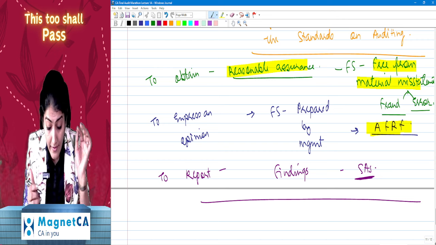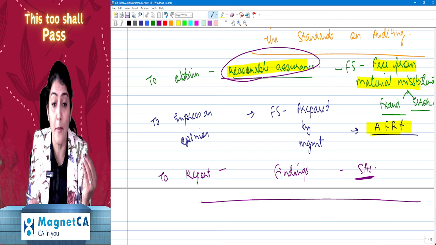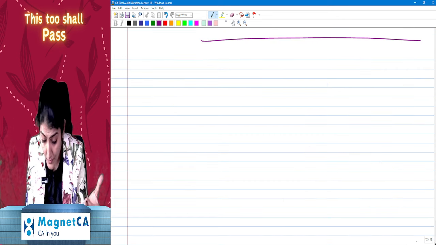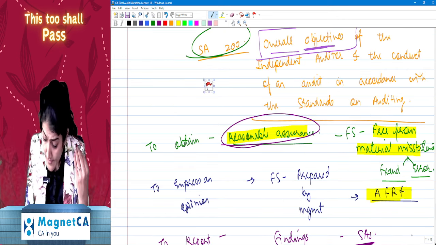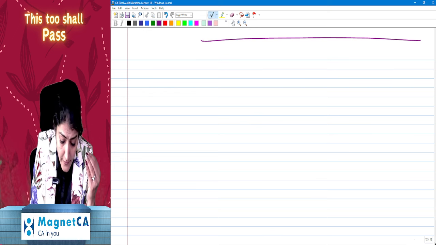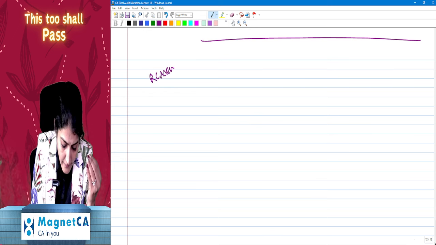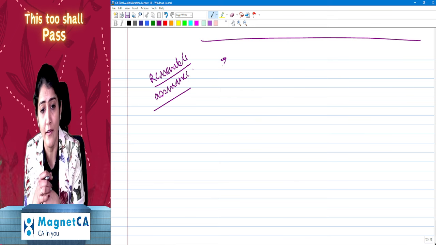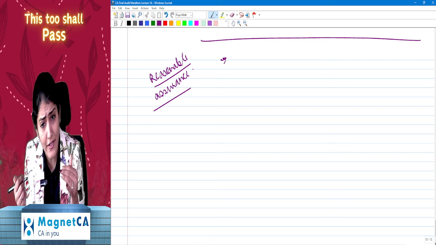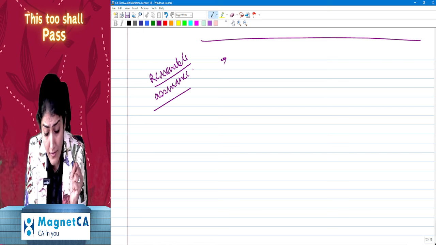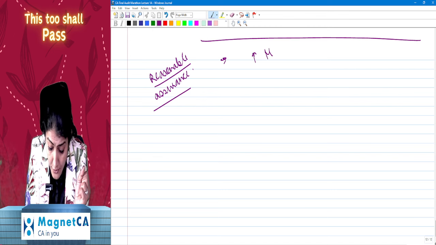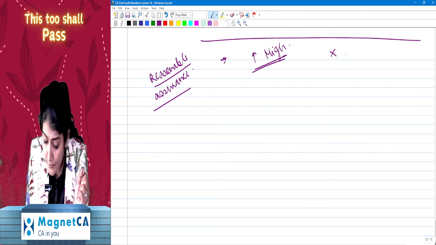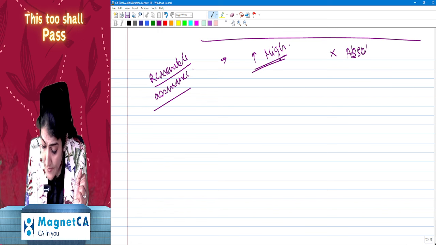So, to obtain reasonable assurance, how has SA 200 defined reasonable assurance? It says reasonable assurance is a high level of assurance, but not an absolute assurance.